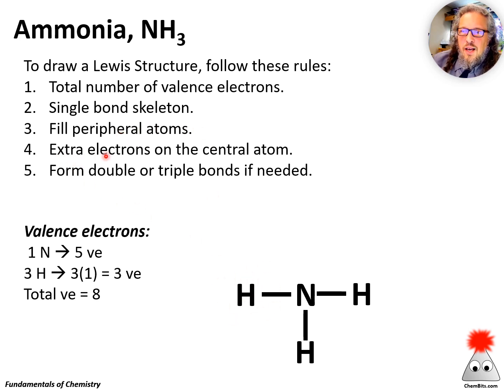Hydrogens are all full. I've got 2 extra electrons, so I'm going to put those on the central atom and form double or triple bonds. Well, again, everything either has a duet for hydrogen or an octet for nitrogen, so we don't need any double or triple bonds here.